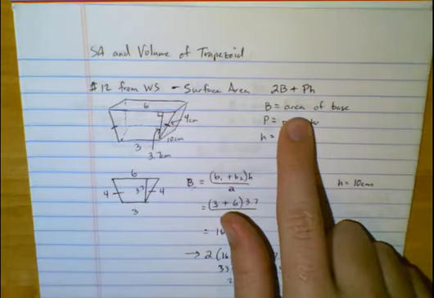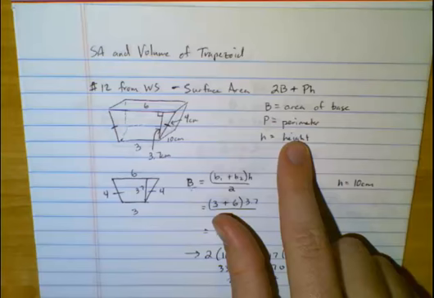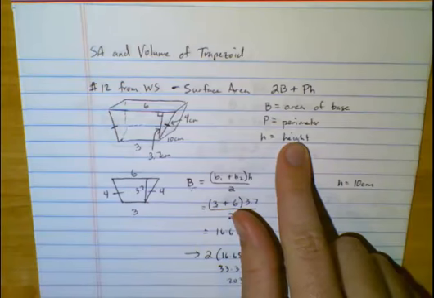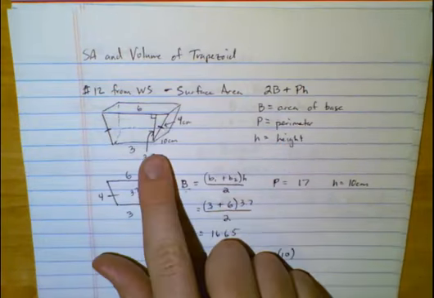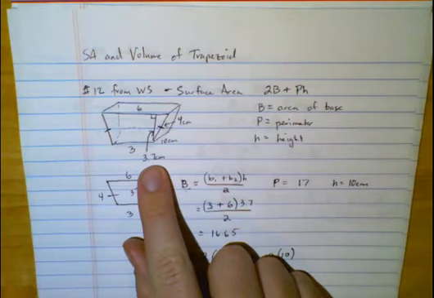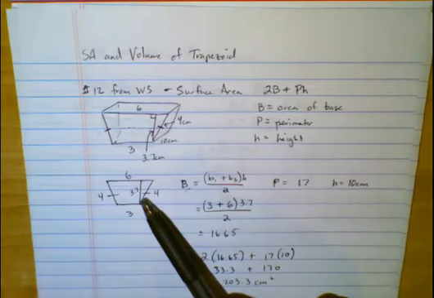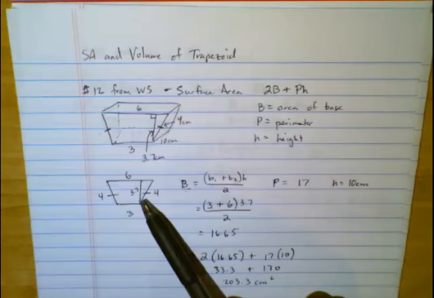Capital B stands for area of the base, P stands for the perimeter, and H stands for the height, three-dimensional height. Over here we have an isosceles trapezoid that I've redrawn from your worksheet. The 3.7 centimeters is the height that I redrew down here on the face. If you're curious how I got that, we can go over that. That's a little Pythagorean theorem calculation.